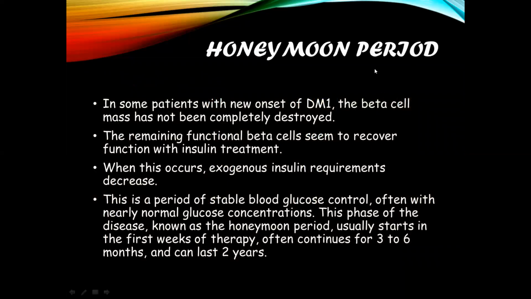So one thing you need to take note of is the honeymoon period in newly diagnosed type 1 diabetes patients. In some patients with new onset of diabetes mellitus type 1, the beta cell mass has not been completely destroyed. The remaining functional beta cells seem to recover function with insulin treatment. When this occurs, exogenous insulin requirements decrease. This is a period of stable blood glucose control, often with nearly normal glucose concentrations. This phase of the disease, known as the honeymoon period, usually starts in the first week of therapy, and it often continues for 3 to 6 months and can last 2 years.